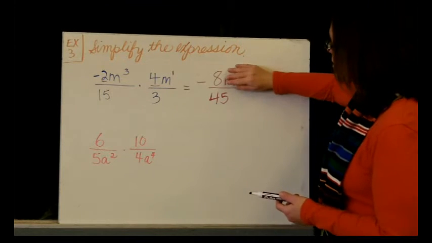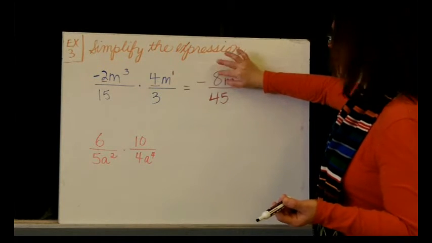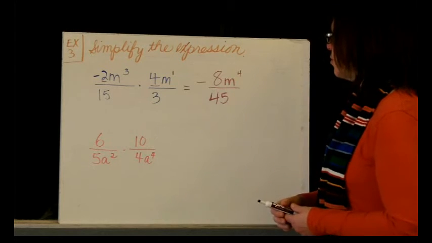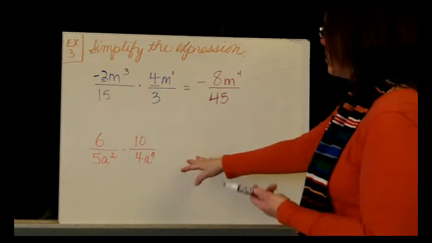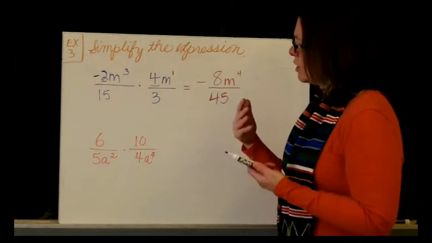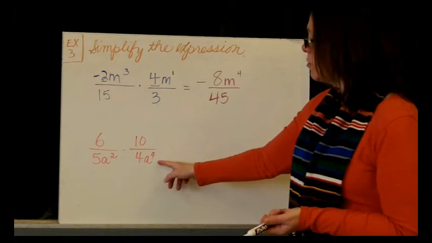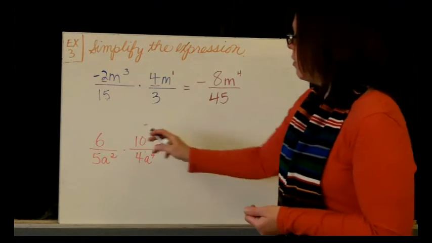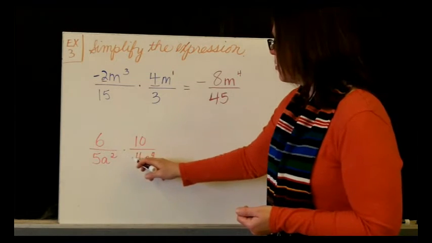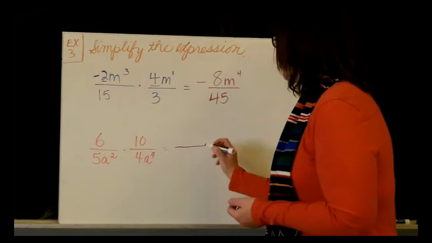We have to take a look at the exponents, the coefficients, to see if there is any simplifying we can do. And there isn't. 8 and 45 are relatively prime, so this is our final answer. Now let's work down here. We're going to, again, follow the same steps. The only difference here is that the variable is in the denominator instead of in the numerator. So we're going to see if we can do any cross simplifying.